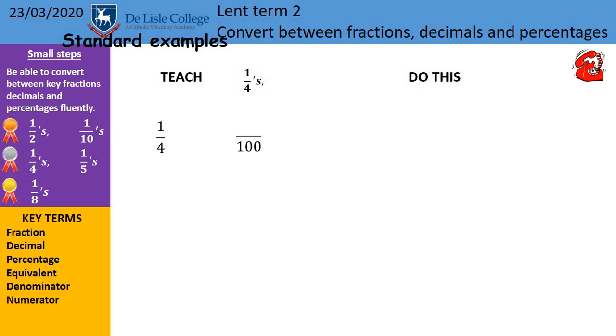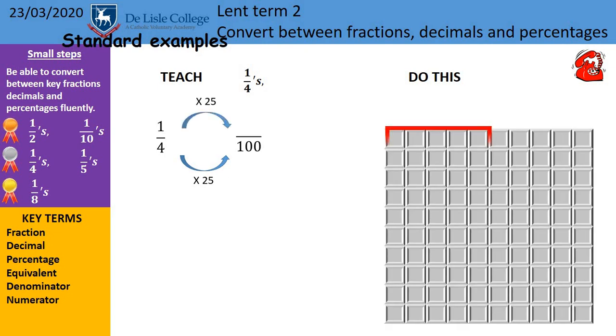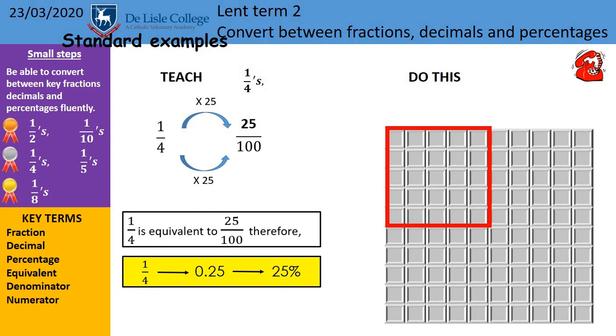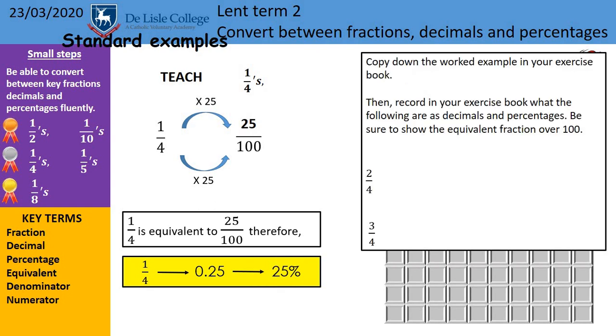If we now look at quarters, there's our initial fraction, and once again we would show it as a fraction over 100. To get from 4 to 100, we multiply by 25. So we write an equivalent fraction of a quarter as a fraction over 100. You also multiply your numerator by 25, and we'd get 25 over 100, and you can see on the right from our 100 square grid that would be exactly a quarter of the square. Now that we know a quarter is equivalent to 25 over 100, we should therefore know that a quarter is equivalent to 0.25 and 25%.